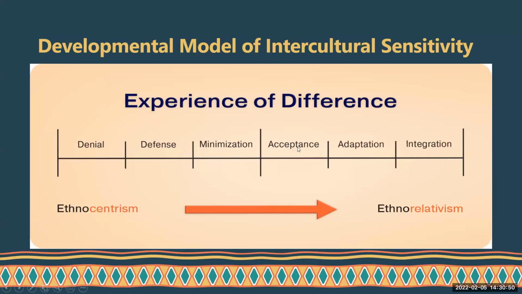Acceptance is the first level of the ethno-relativism stage. In the acceptance stage, I start to focus and grasp the importance of difference. Adaptation is the stage where one can begin exploring and researching other cultures. And finally, integration is the stage when one fully develops empathy and skill in adapting.